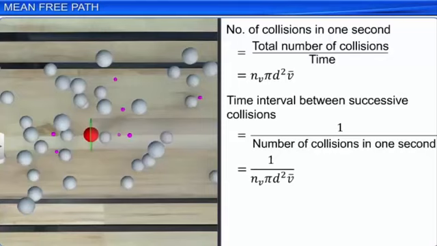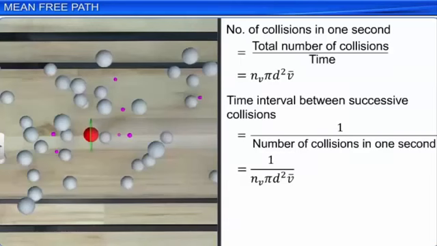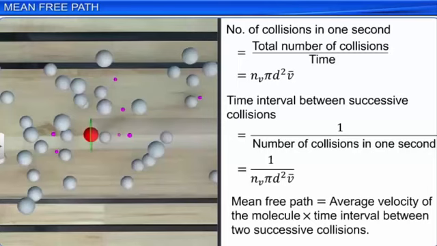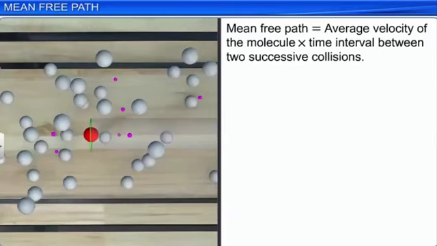The average distance traveled by the molecule between two successive collisions is called mean free path. That is, mean free path is equal to the average velocity of the molecule multiplied by the time interval between successive collisions. Thus, mean free path is equal to v bar into 1 by nv pi d square v bar, which is equal to 1 by nv pi d square.